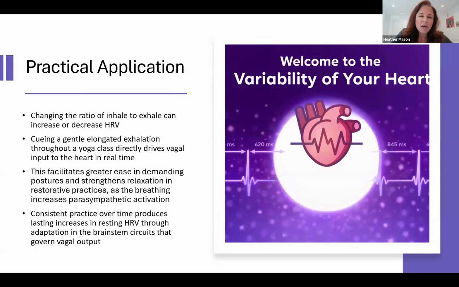So now let's talk about the practical application, right? So changing the ratio of inhale to exhale has the capacity to influence heart rate variability. And obviously, we would generally want to increase it. So when we make the exhale longer, we are going to increase that variability, within a certain time frame through which we are undertaking the practice of that elongation.